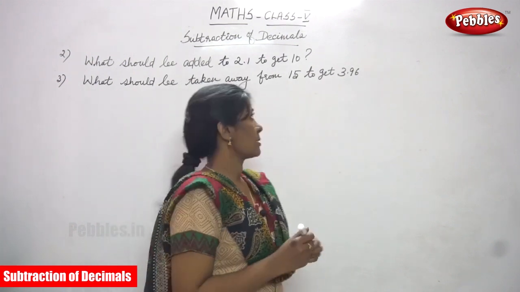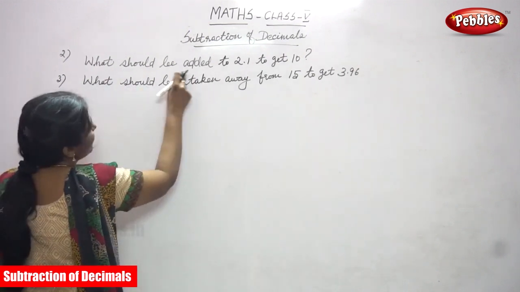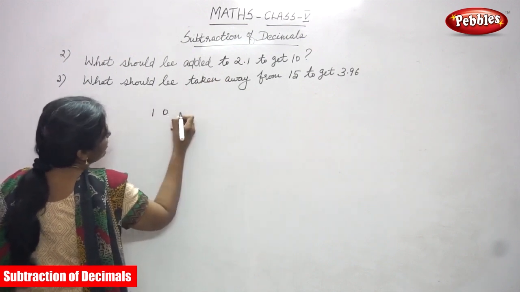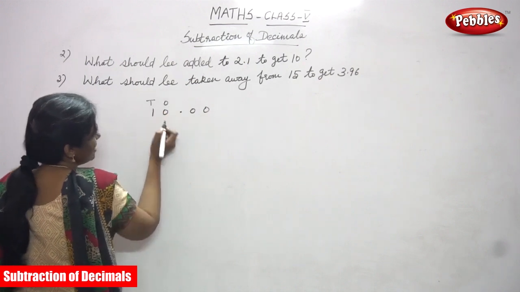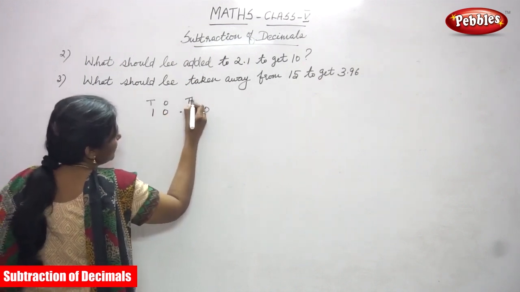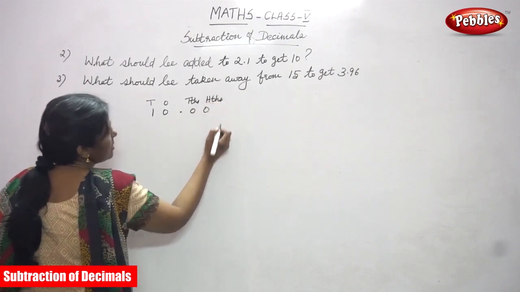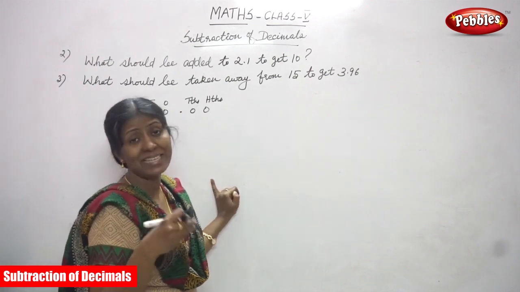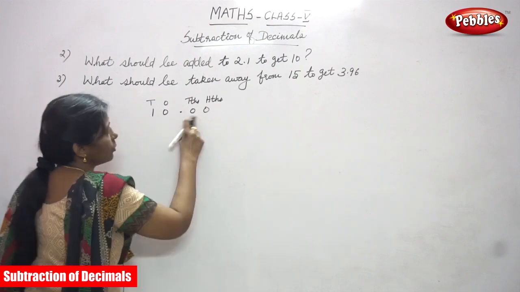I'll do the sum. So the question is, what should be added to 2.1? You have to subtract from 10. This is the 1's place, this is the 10's place, and this is the 100's place. See, there is no number in the 10's place and 100's place, so we write zeros. We have to write double zeros.